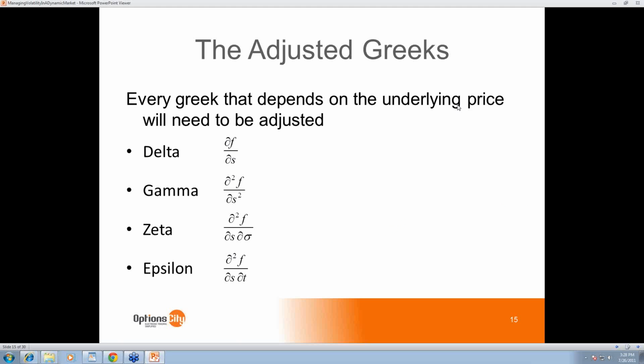Now, as with the calculation of delta, basically we need to adjust every single Greek that depends on the underlying price. So we have delta that is adjusted. We have a gamma that's adjusted. Zeta, which also depends on the underlying. That's the rate of change, for example, of delta as you change vol, or the rate of change of vega as you change the underlying, and also epsilon.